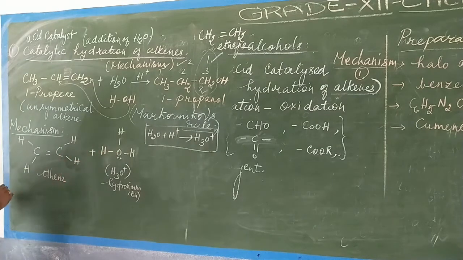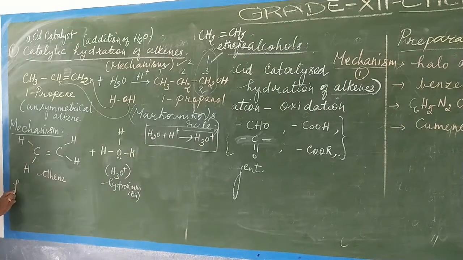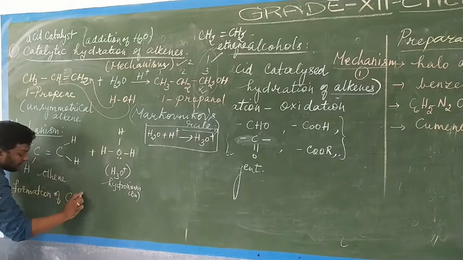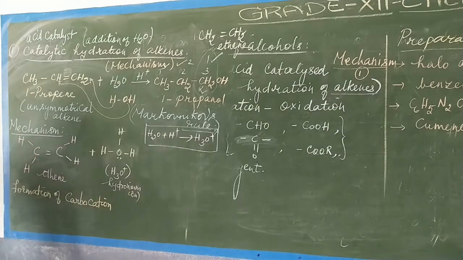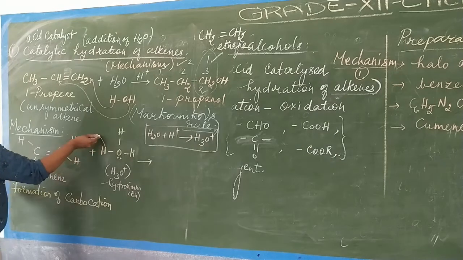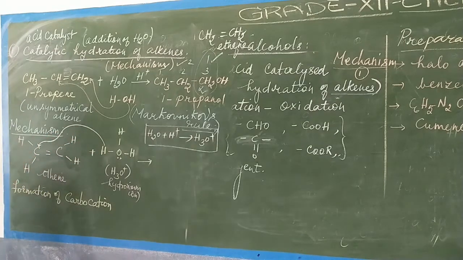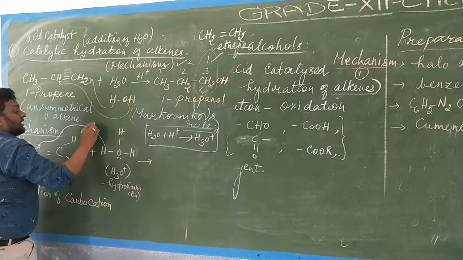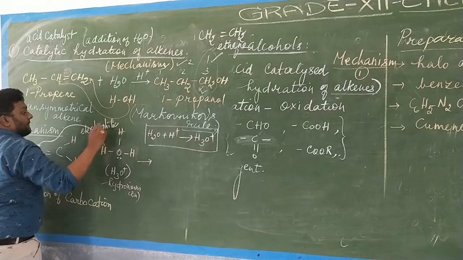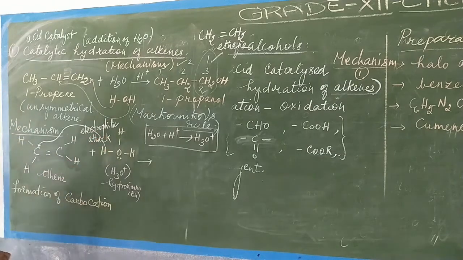So ethene and hydrogen ion. Now what is the statement here? Formation of carbocation. What is this carbocation? Now this hydrogen will be getting shifted to this carbon. This attack is called electrophilic attack. So formation of carbocation. So what is the product?